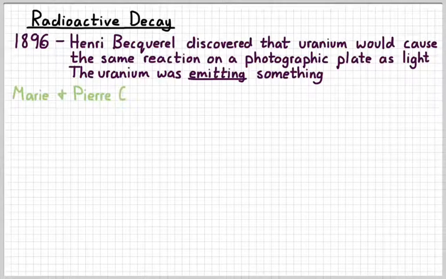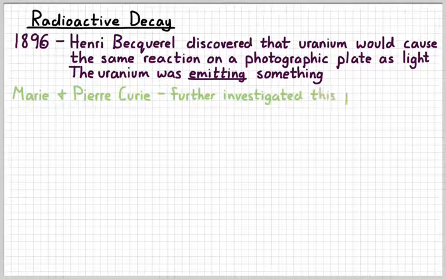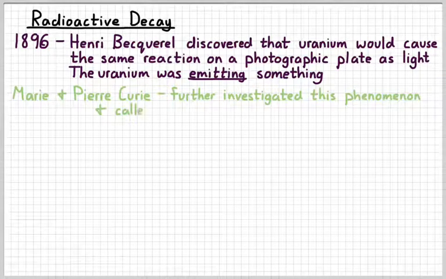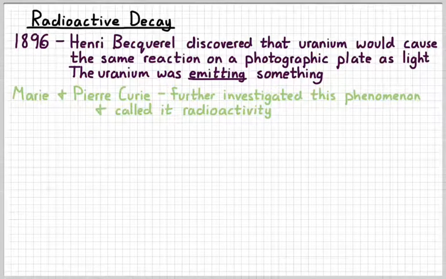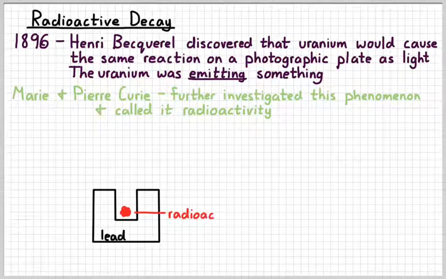A few years later, a married couple by the name of Marie and Pierre Curie further investigated this phenomenon, and they were the ones who named it radioactivity. By the way, Marie Curie was the first woman to win the Nobel Prize. She won the Nobel Prize for her work with radioactivity, and she actually ended up winning two, one in physics and one in chemistry.